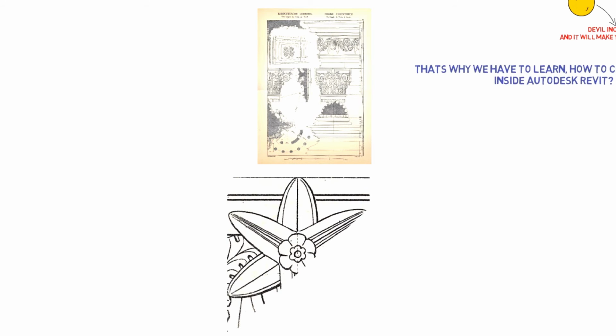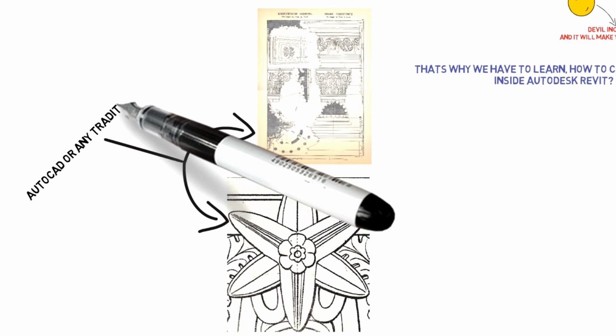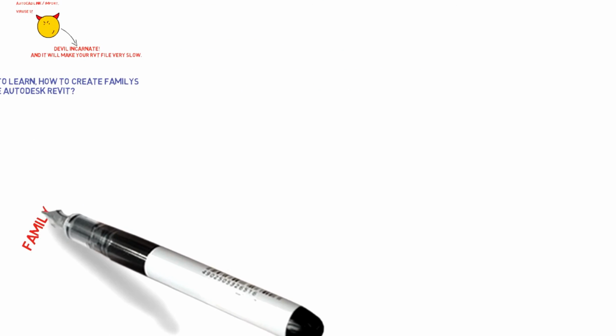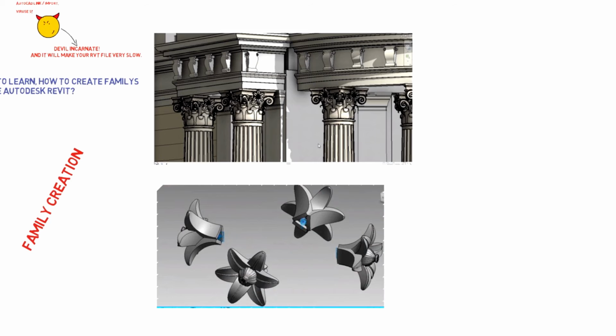So suppose we have these drawings. These drawings are created inside AutoCAD, or let's suppose any traditional method. And we want to create these drawings in Autodesk Revit. So what should we do then? Yes, we have to go to family creation. We have to create families inside Autodesk Revit. And look at these drawings. These are so beautiful and are created inside Autodesk Revit.